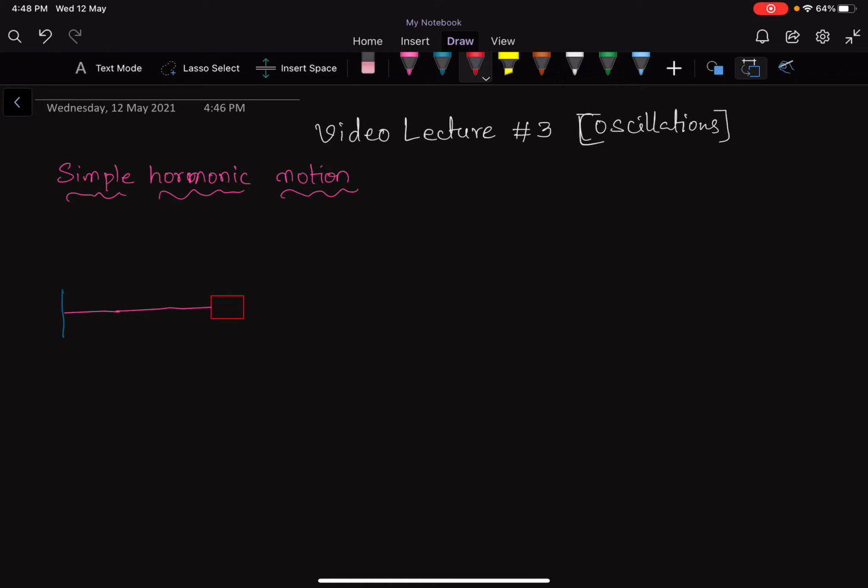This spring is attached to a mass m. This is the relaxed position, or x equal to 0 position. We also call it the mean position. Next, I am taking another rigid support.